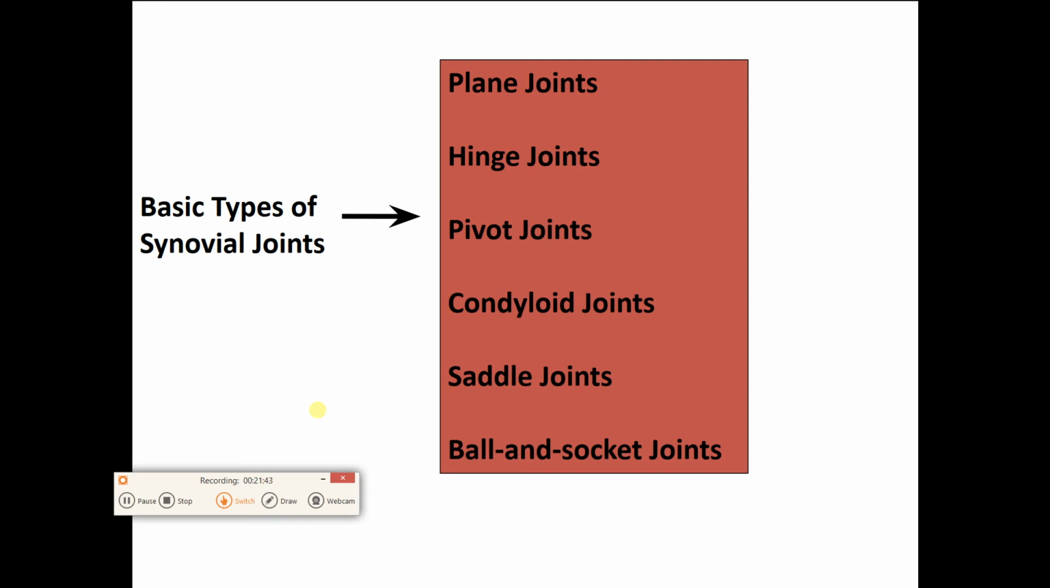And there are 6 types. I'm trying to think if I can have a mnemonic device for this. I don't know. Maybe you can think of a good mnemonic device for these and send it to me in an email. There are plane joints, hinge joints, pivot joints, condyloid joints, saddle joints, and ball and socket joints. All right, let's talk about them.